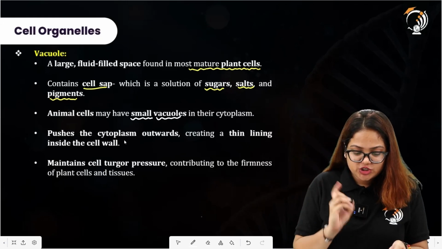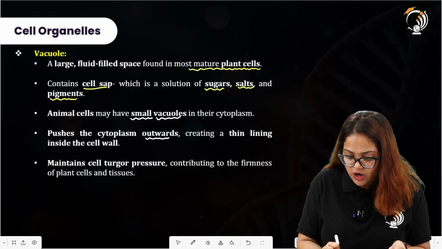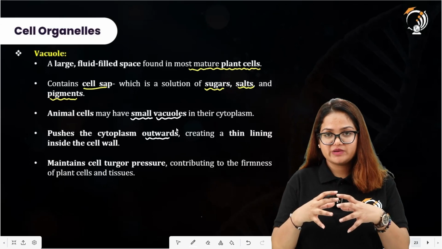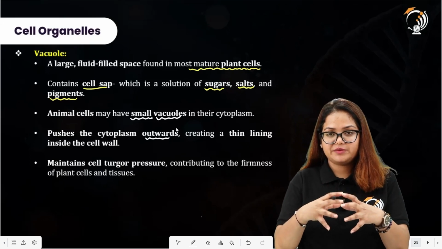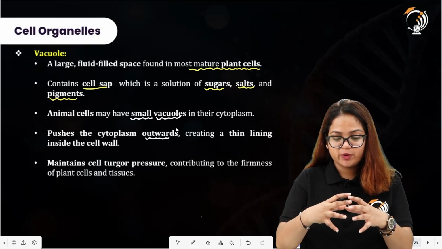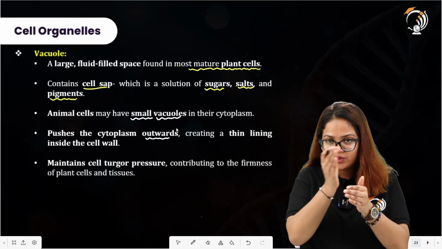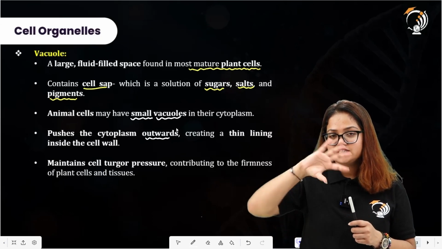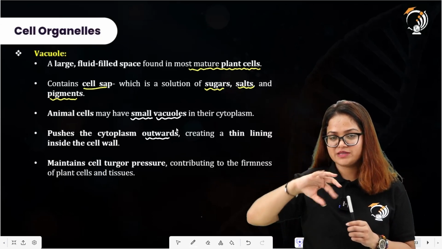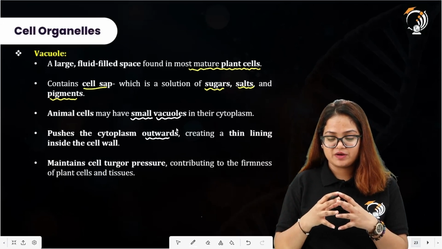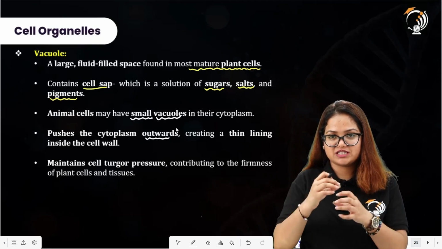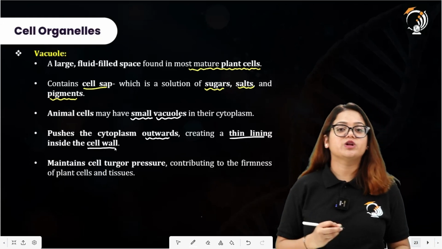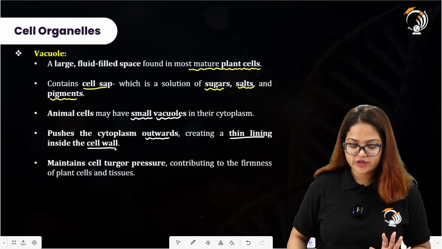It is the function of the vacuole that it pushes the cytoplasm outwards. By the presence of cell sap in the vacuole, it will exert some pressure and push the cytoplasm outwards. Imagine this is a vacuole and surrounding it there is the cytoplasm. By the presence of cell sap, this will push the cytoplasm outward, creating a thin lining inside the cell wall. So that is also understood here.